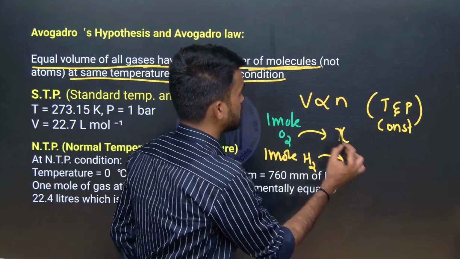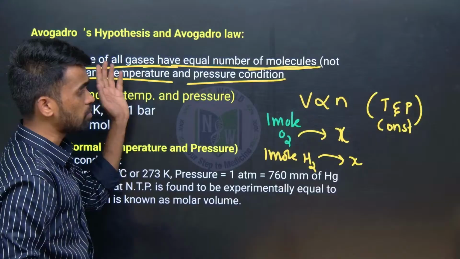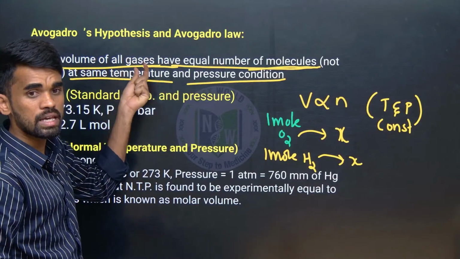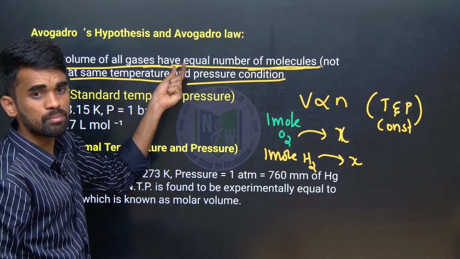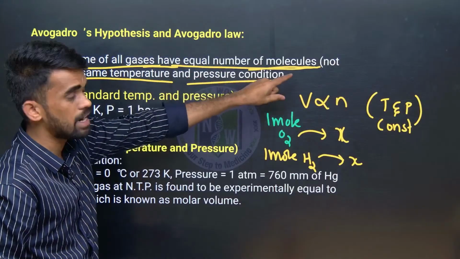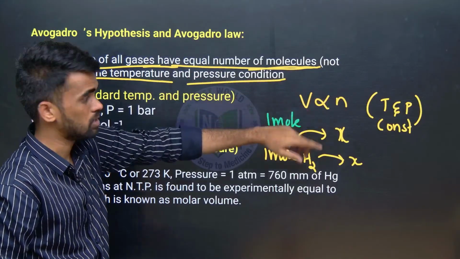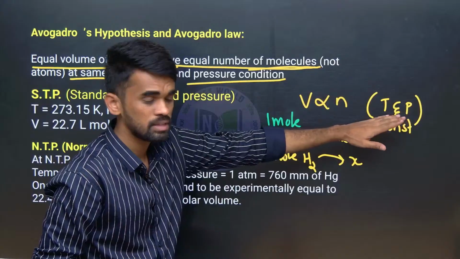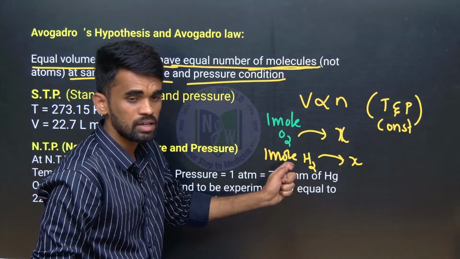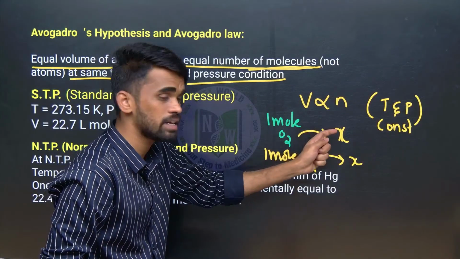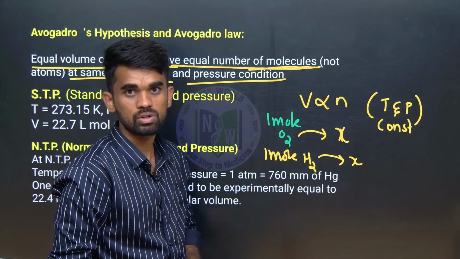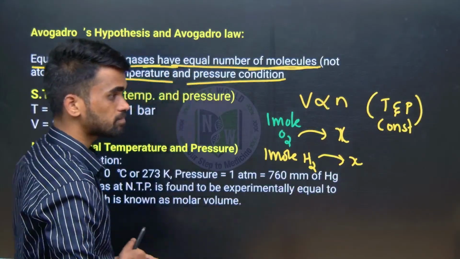Why X? That is what the definition says: equal volumes of all gases contain an equal number of molecules at identical temperature and pressure. If temperature and pressure are the same, then any gas you take, if they are equal in volume, will contain an equal number of gas molecules. Hope it is clear?